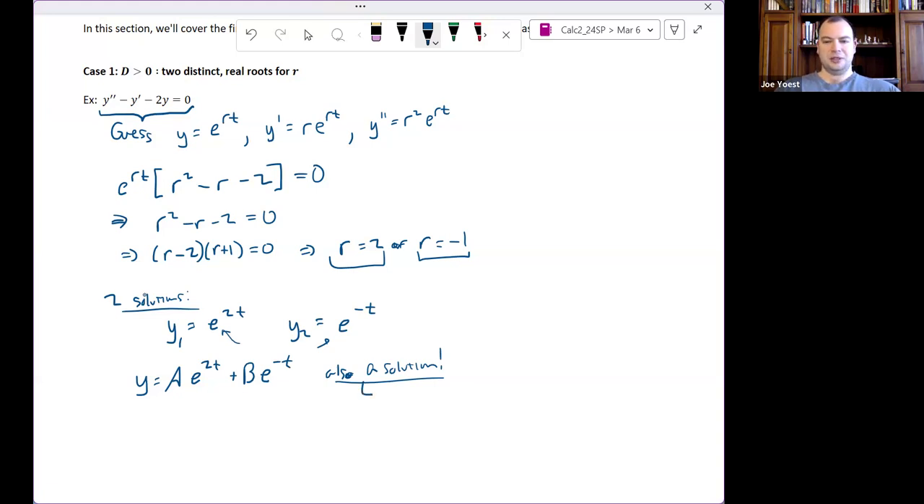And it's not just a solution. It turns out that it's the most general solution. So a function that looks like this for any choice of A and B will be a solution to the differential equation. But we can also say the opposite of that. Any solution to this differential equation will be of this form. There will be some choice of big A and big B that matches that solution.